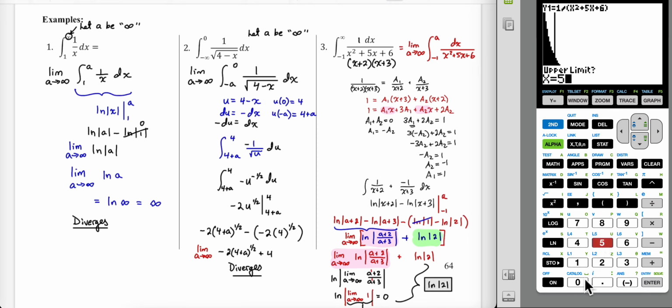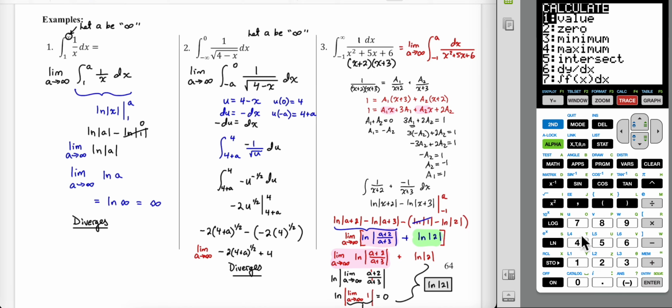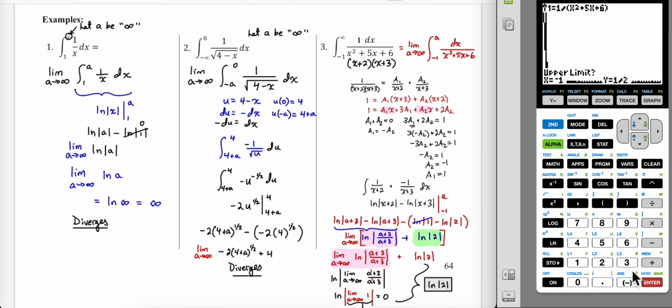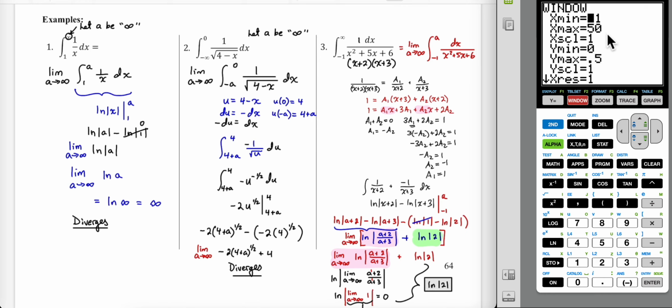-1, let's say I want to go to 50. Oh, invalid because I didn't give myself the domain. Quit. I got to make my x max 50. So we graph it. Second trace 7, -1. Type in the 50 and see what that gives me. It gives me 0.764. Again, we're saying 0.693. It's getting closer and closer. So if you increase that upper bound, make it something like 500, 1,000, 10,000, whatever, odds are you're going to get closer and closer, and at least convince yourself that that natural log of 2 is reasonable.